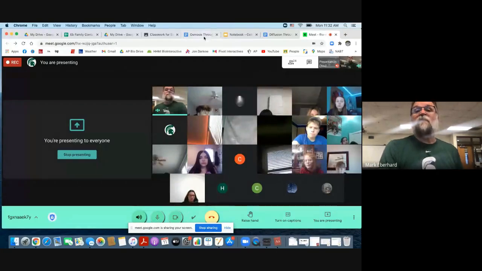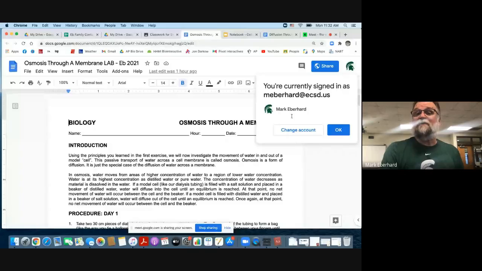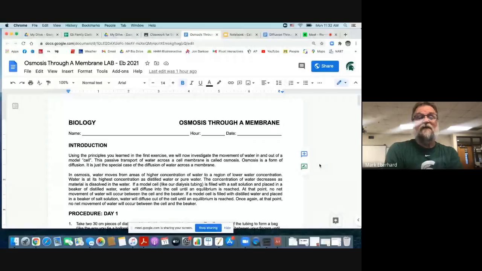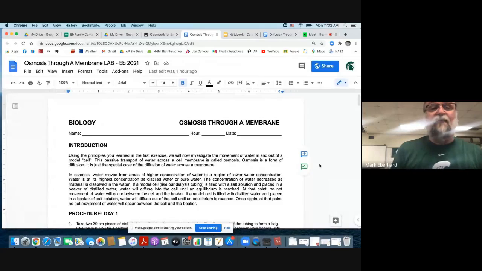All right, so let me first just start with the introduction. If you'll follow along, I'll just quickly read it. It says, using the principles you learned in the first exercise, we will now investigate the movement of water in and out of a model cell. So again, we're going to be using dialysis tubing to model the cell membrane and to create a cell. The passive transport of water across the cell membrane is called osmosis.